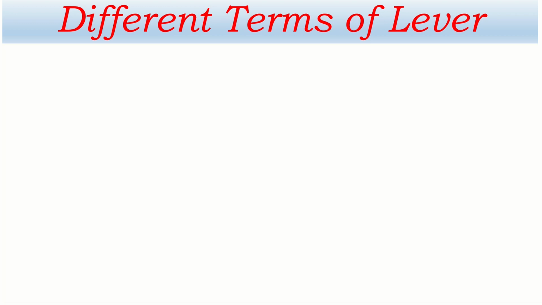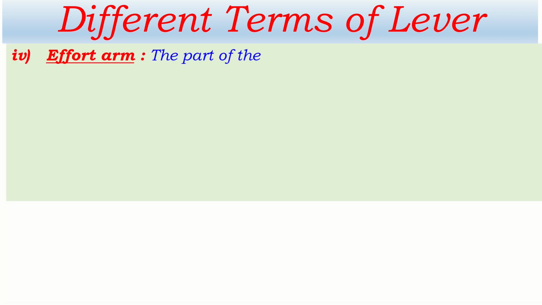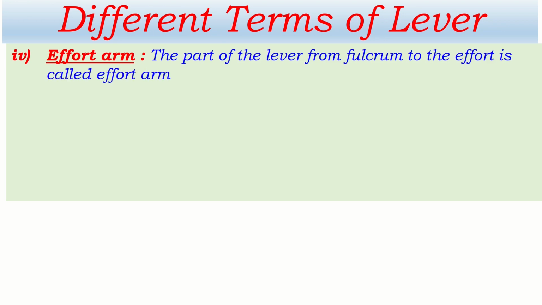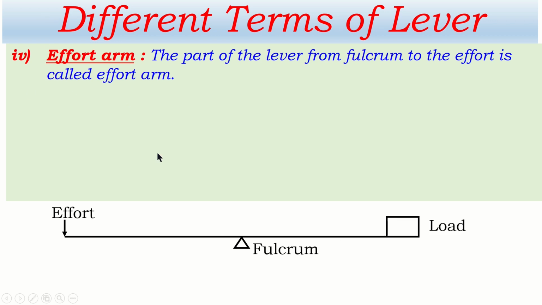Okay, let's go to another term. Effort arm. What is it? The part of the lever from fulcrum to the effort is called effort arm. Look at this, this is lever. Then what is effort arm? This part of the lever is effort arm. We have to be clear that the part of the lever from fulcrum to the effort is effort arm. Effort arm, we can write this way.